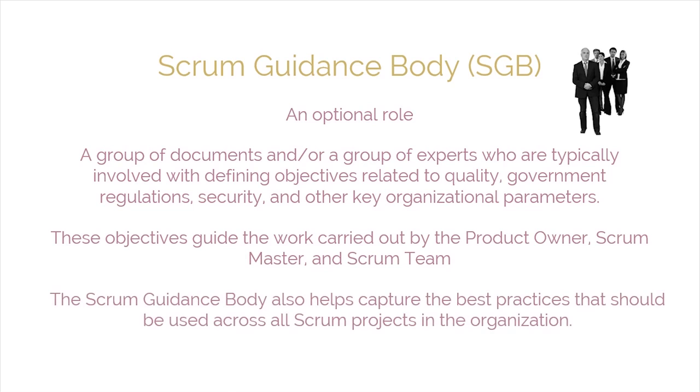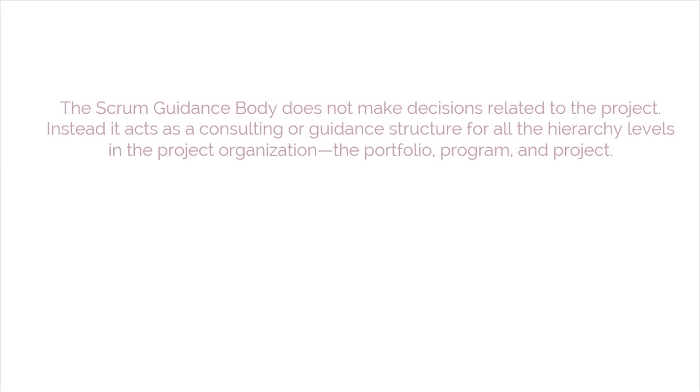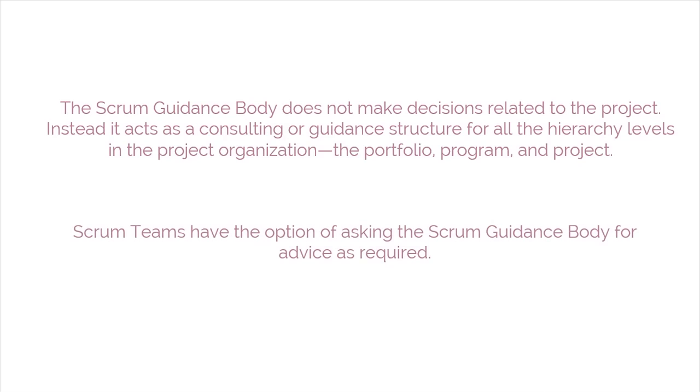The Scrum Guidance Body also helps capture the best practices that should be used across all Scrum projects in the organization. The Scrum Guidance Body doesn't make decisions related to the project. Instead, it acts as a consulting or guidance structure for all the hierarchy levels in the project organization: the portfolio, program, and project. Scrum teams have the option of asking the Scrum Guidance Body for advice as required.